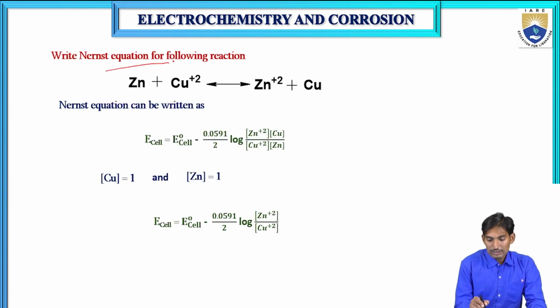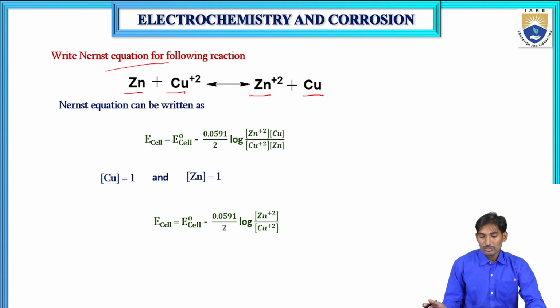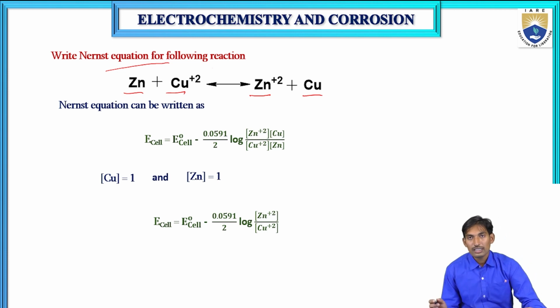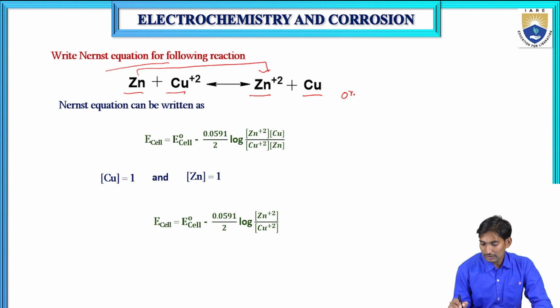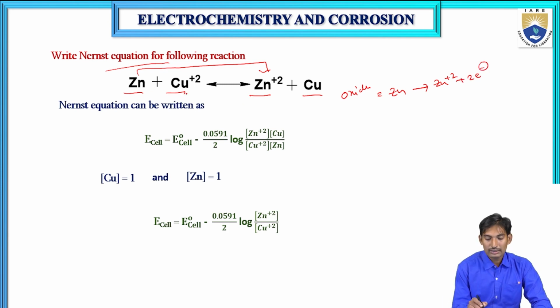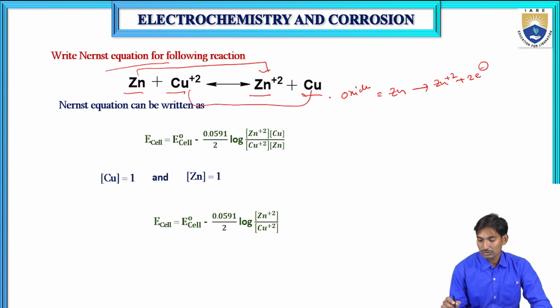Write the Nernst equation for the following reaction. Zinc reacts with copper 2+ and forms zinc 2+ and copper. First, we have to find out how many electrons are involved in this reaction. Which one undergoes oxidation? Zinc undergoes oxidation. The oxidation reaction is zinc forms zinc 2+ and 2 electrons. Which one undergoes reduction here? Copper takes electrons and forms copper. So copper undergoes reduction: copper 2+ takes 2 electrons and forms copper.